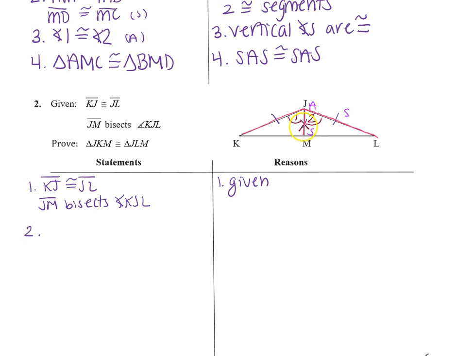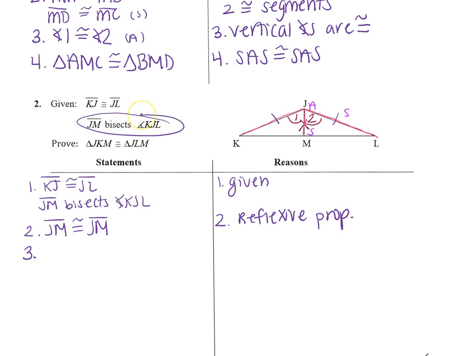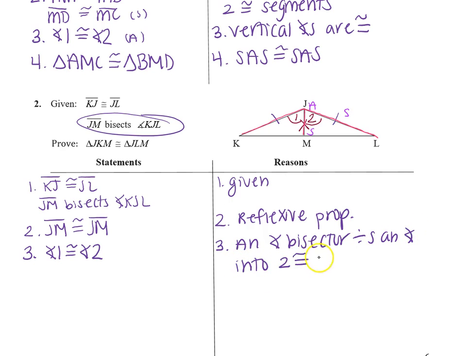Let's talk about the reflexive part first. So I'm going to say JM is congruent to JM, and that's the reflexive property. I got to talk about those angles being congruent, right? I have them marked in my picture, but I have nothing about it in my proof because they didn't tell me the angles are congruent. I had to infer it from that step right there. So I'm going to say angle 1 is congruent to angle 2, and that's because an angle bisector divides an angle into two congruent angles.